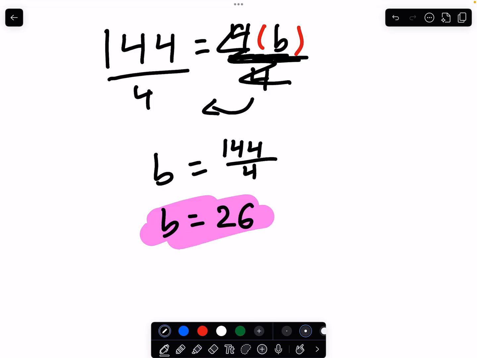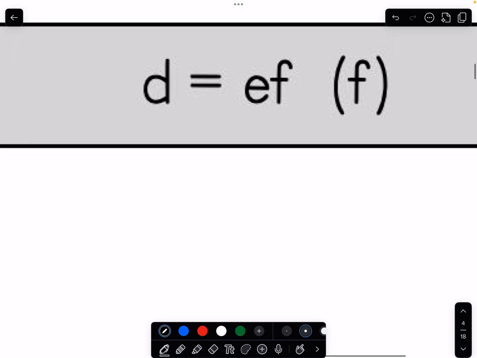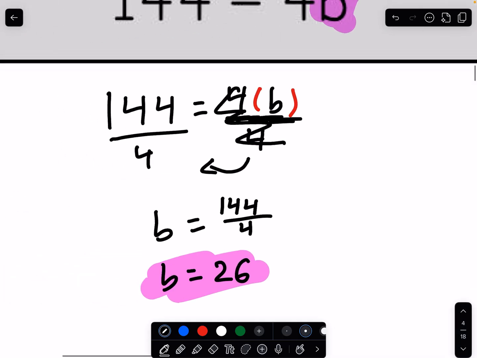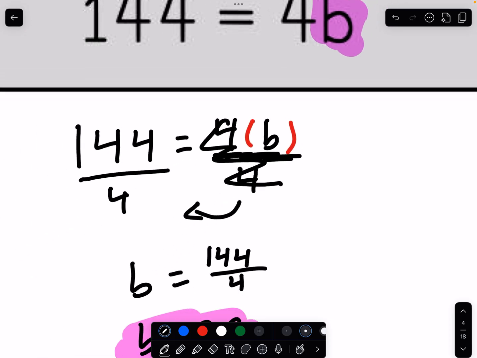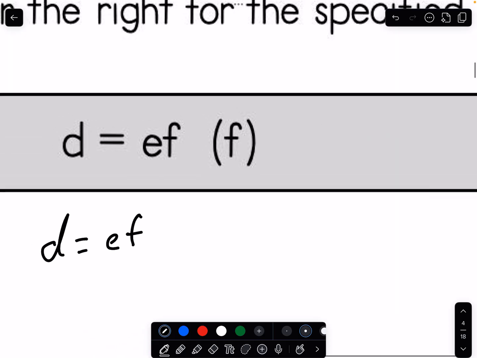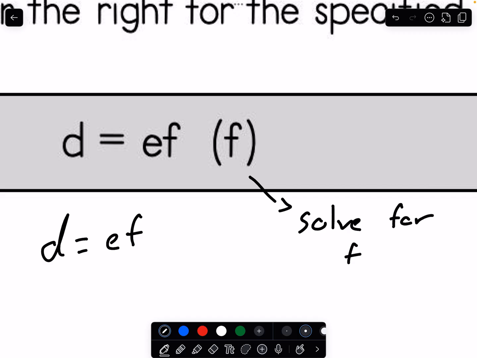Now let's shift our attention to the right side. Here's my equation. What's tricky about this is on the left side, I knew that I was going to try to get B by itself because it's my only letter. But on my right side, I have a bunch of letters. So I'm actually going to have to tell you what to solve for. And this is going to mean solve for f. And I'm going to put my parentheses around f.